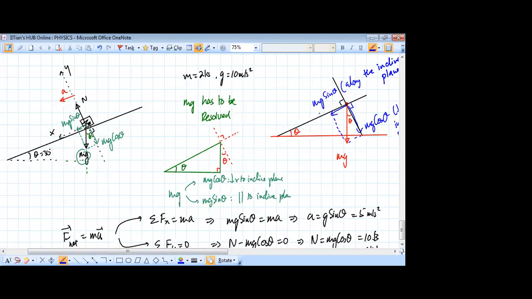As in the same diagram, if the inclined plane is at theta to the horizontal, then the weight of any particle or any body lying on that inclined plane will be at theta to the normal, because this is a right angle triangle, the same as this diagram. So when I break mg into components, mg will have a component mg cos theta perpendicular to the inclined plane, and a component mg sin theta parallel to the inclined plane.